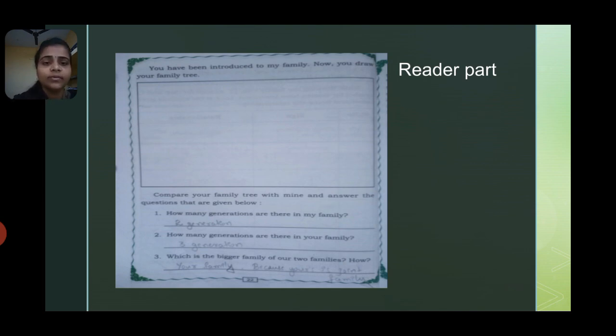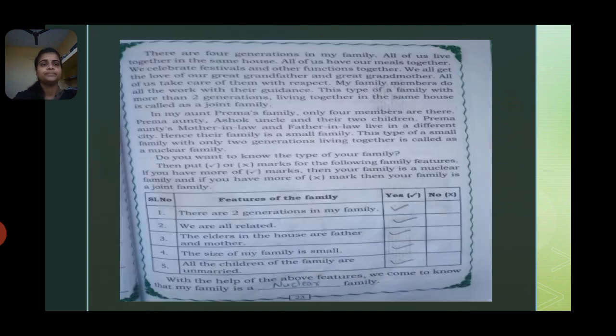Here, in the first question I wrote that 2 generations are there in my family. In the second, 3 generations are there in my friend's family. So which one is the bigger family between these two? You have to write that your friend's family is big. Why? Because there are more generations. There are 3 generations, that means it is a joint family.